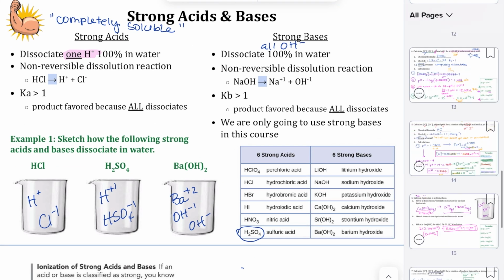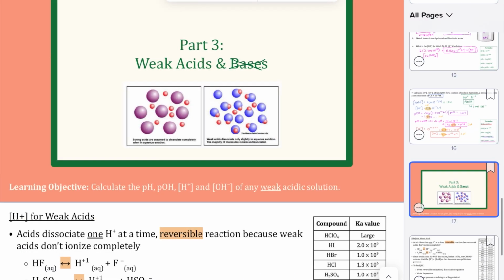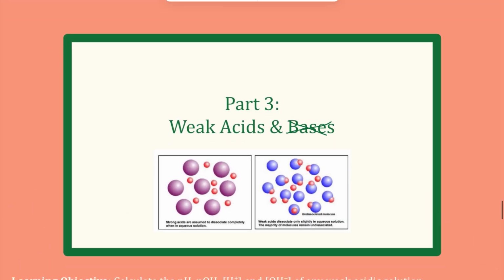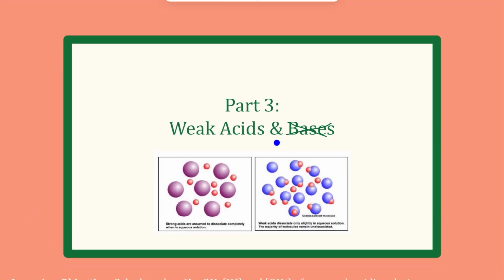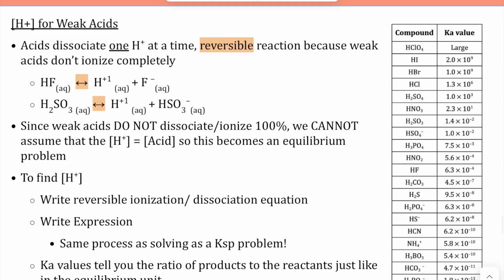So as we discuss our weak acids, all of this would apply to bases as well, following the same kind of changes or differences with bases above. We're just going to focus on weak acids. For a weak acid, acids dissociate one H plus hydrogen ion at a time. And these end up being reversible reactions because our weak acids don't ionize completely.